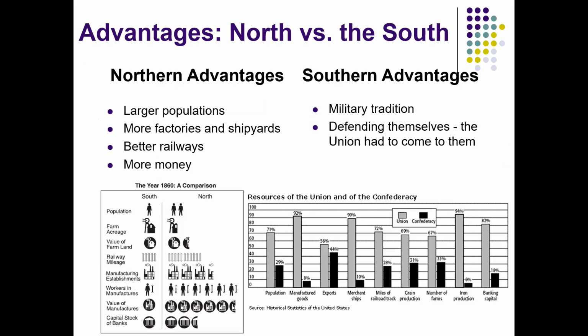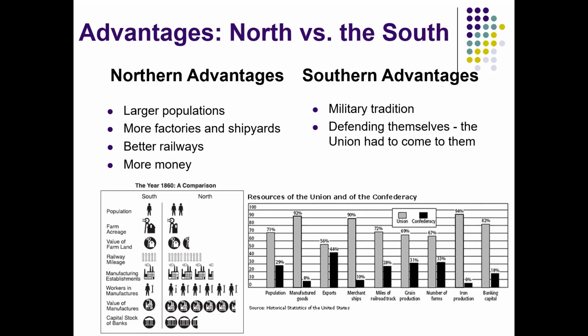Looking at the Civil War, a lot of people thought that the North was going to win easily because they had larger population, about 2 to 1, more factories and shipyards, they had better railways and transportation, and they had a lot more money. The South looked to be the weaker of the two sides.